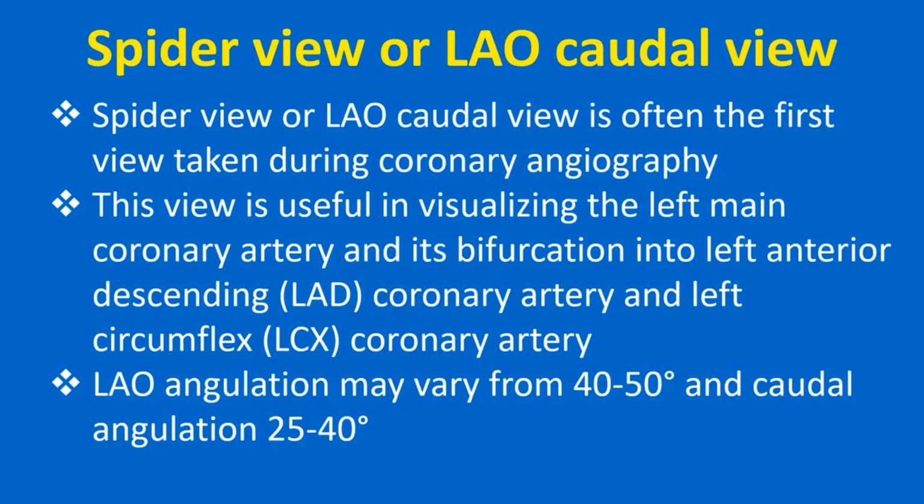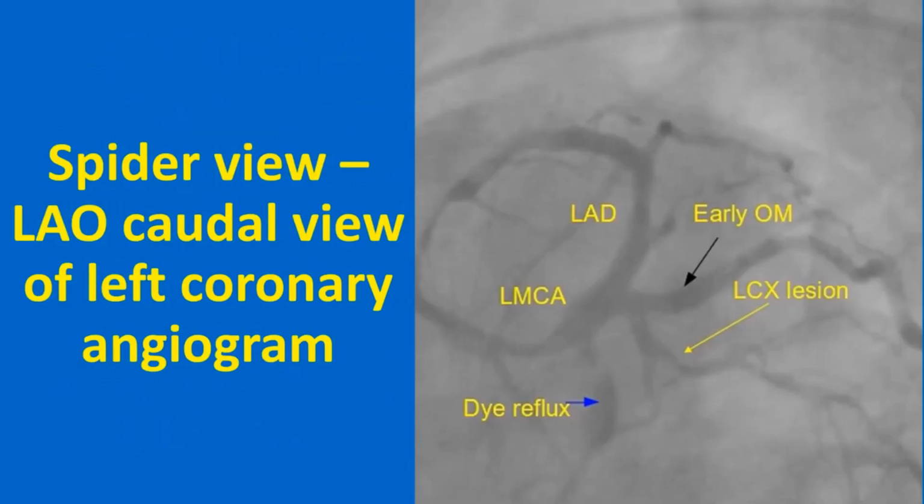LAO angulation may vary from 40 to 50 degrees and caudal angulation 25 to 40 degrees. LAO caudal view of left coronary angiogram resembles a spider and hence the term spider view. LMCA, left main coronary artery. LCX, left circumflex coronary artery. Lesion in LCX marked by yellow arrow. LAD, left anterior descending coronary artery. Early OM, early obtuse marginal branch of the LCX.